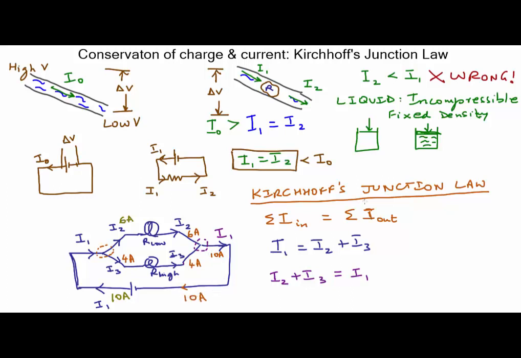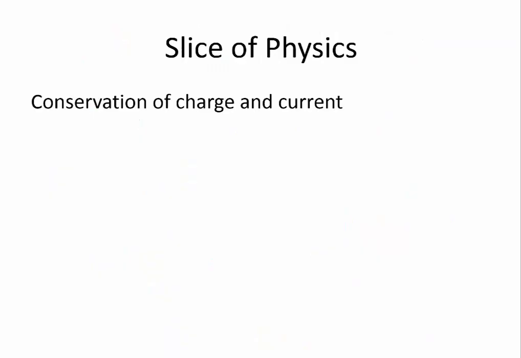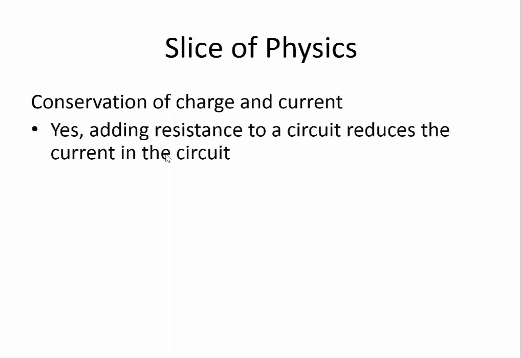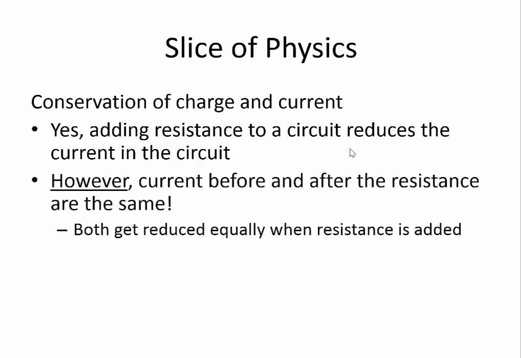Okay, this is an important law to remember because we will be applying it quite a bit as we work with circuits. In this slice of physics, we discussed conservation of charge and conservation of current. We saw how this plays out in circuits, and yes, as a result of adding resistance to a circuit, the current in the circuit does reduce. That is true. But that leads us to believe sometimes that the current only reduces after you cross over the resistance, and that part is not true.